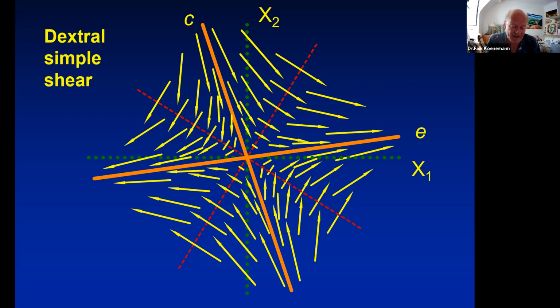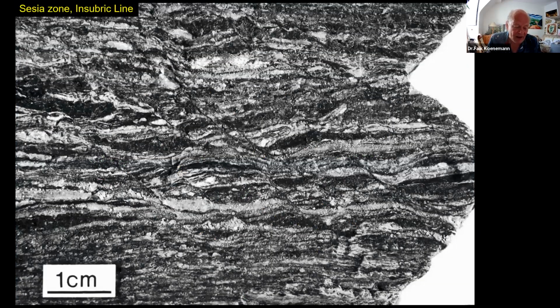Now, do we find the characteristic directions of this field here in nature? Plenty. This is a mylonite from the Alps. In fact, it is the shear zone of California in mathematics in 1980. And I think I solved it.